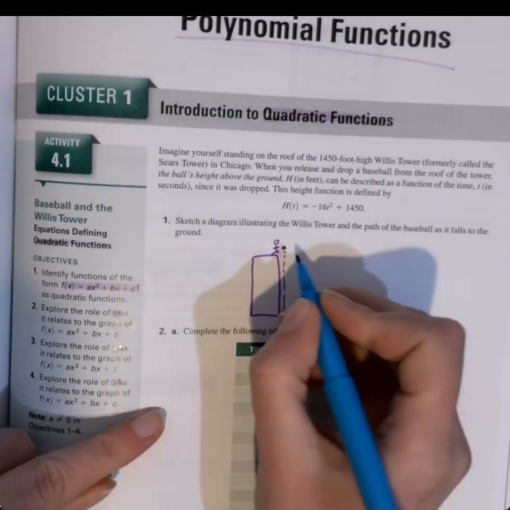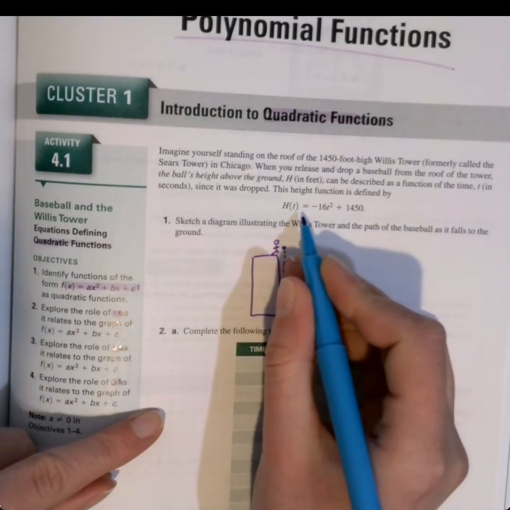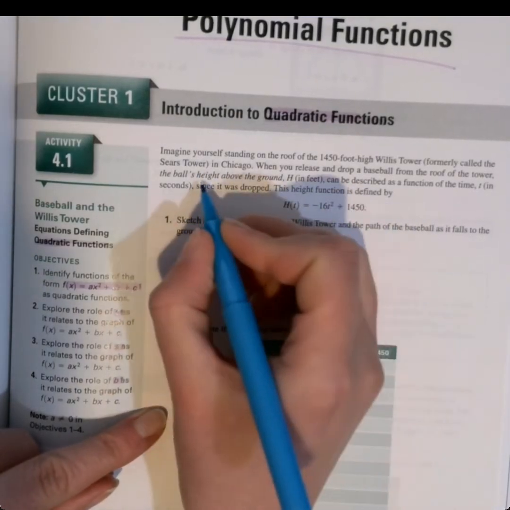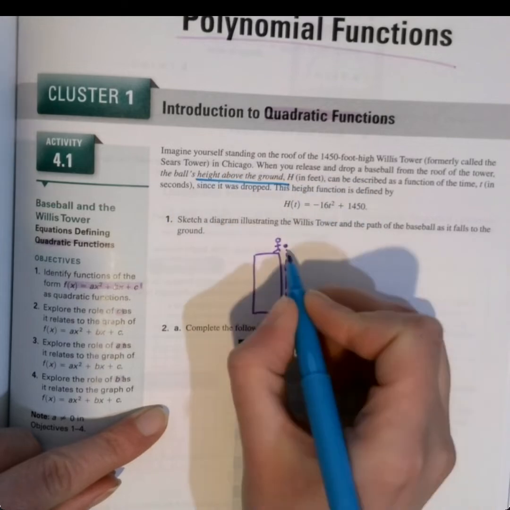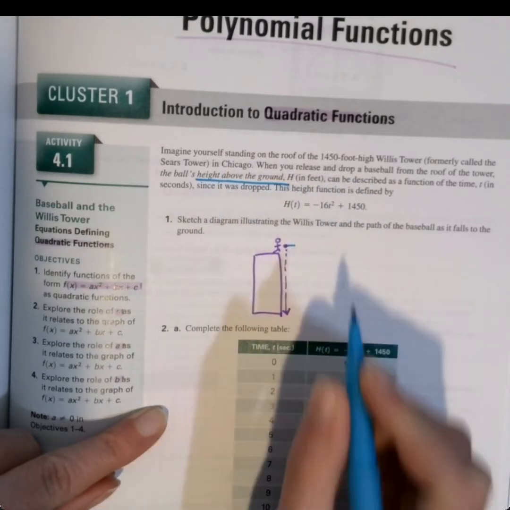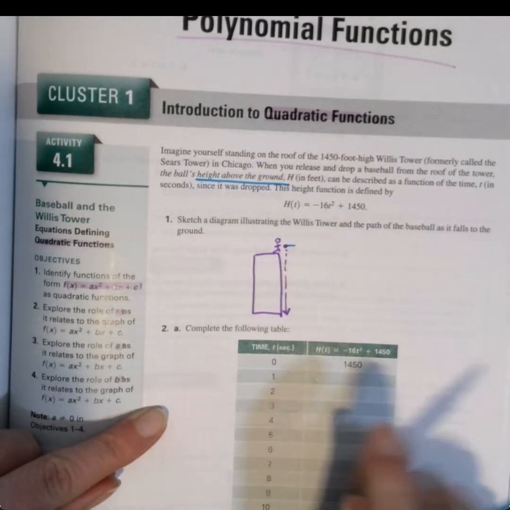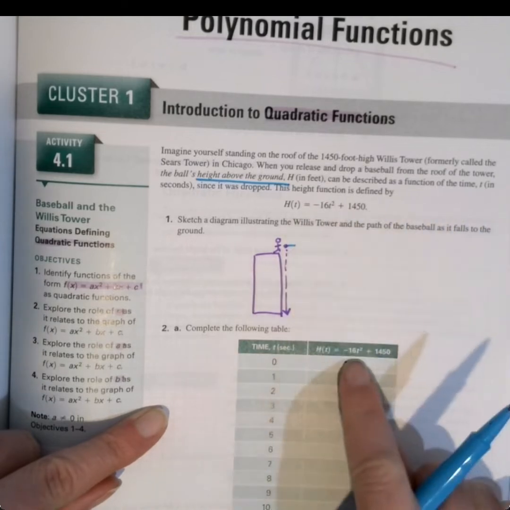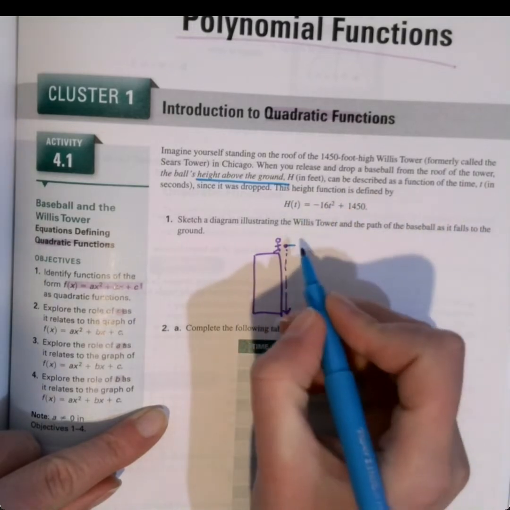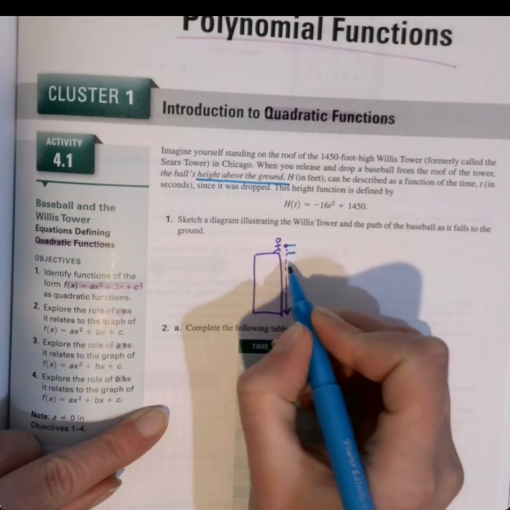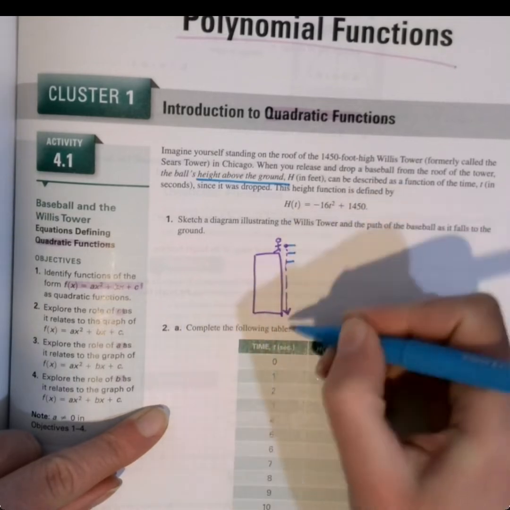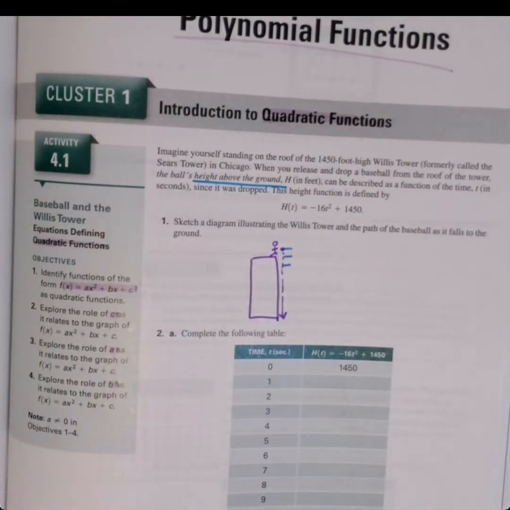So what happens is the h of t, the output, is the ball's height above the ground. So it's currently at a height of, we'll figure it out, 0. When you plug 0 into the function, you get 1450. It's currently at a height of 1450. Then after 1 second, what's its height? And after 2 seconds, what's its height? How far is it still off the ground? Okay, so we want to complete this table.